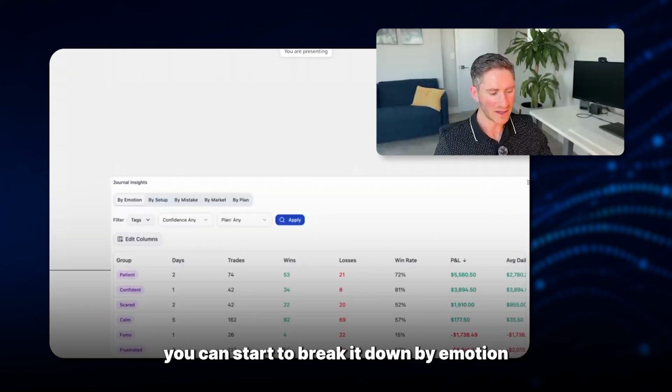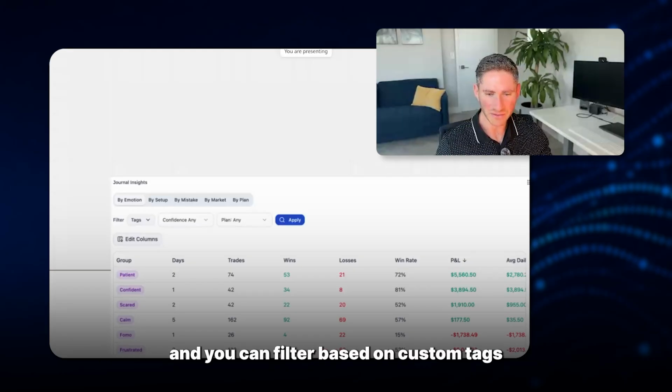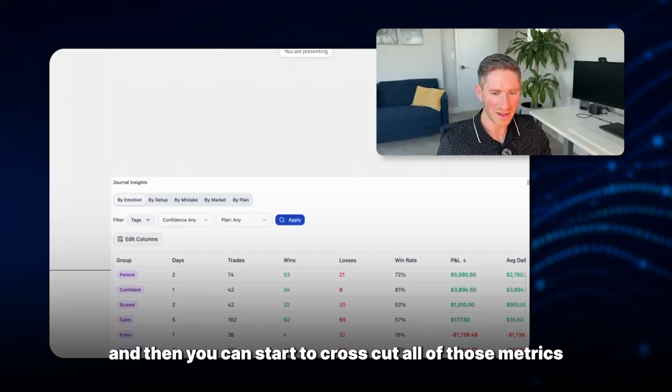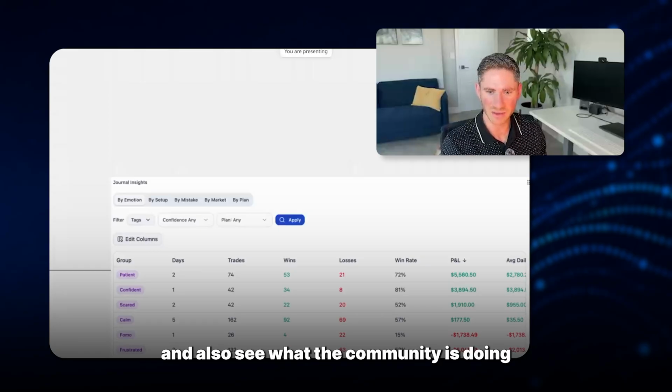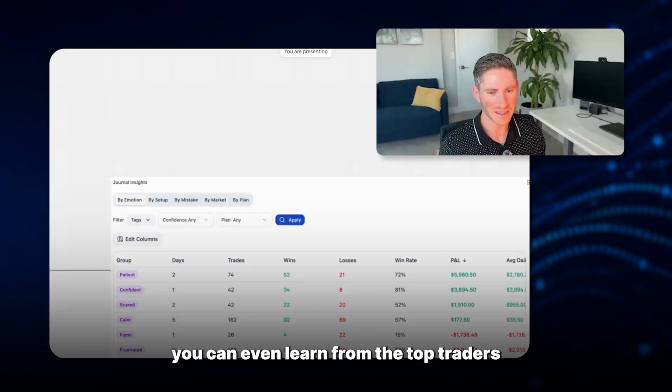You can start to break it down by emotion, by setup, by mistake, market, and your pre-market plan even. And you can filter based on custom tags, your confidence level, and if you followed your pre-market plan. And then you can start to cross-cut all of those metrics and also see what the community is doing with all of those types of emotions and setups too. So you can even learn from the top traders.